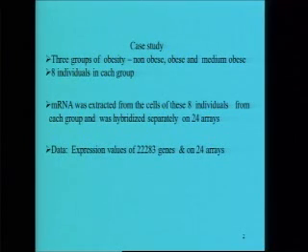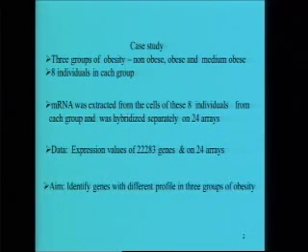The data available was expression values of 22,283 genes on 24 arrays. So that's the data matrix we have to deal with, and our aim is to use a kit of statistical tools to identify a handful of genes out of these 22,000 genes which have a distinct profile in non-obesity, obesity, and medium obesity.